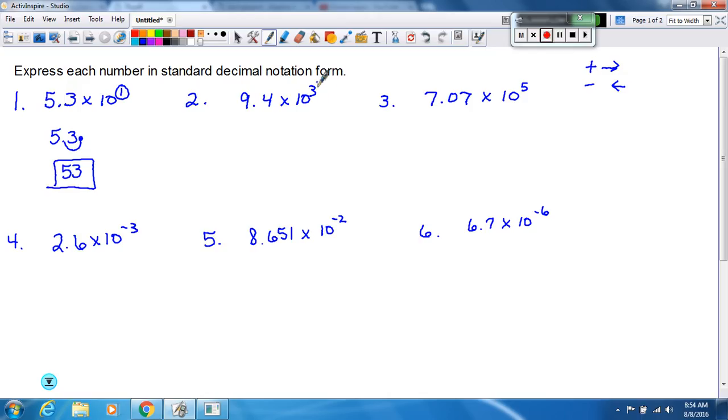This one says move the decimal to the right 3 places. So if you have a 9.4, you move it to the right 3, 1, 2, 3. Now any spaces that are missing, you have to put zeros. Here's the new decimal. You have to put zeros. So this one's 9,400 is the answer to this one.